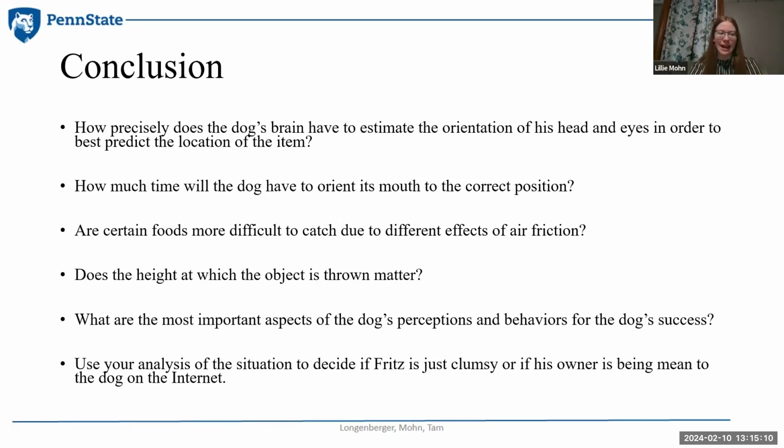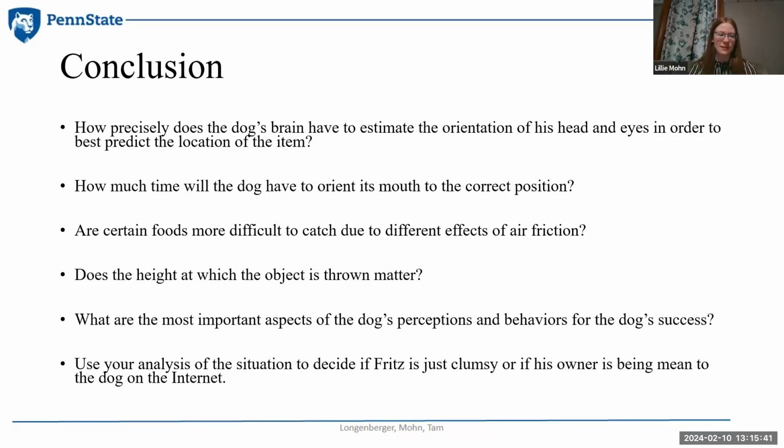Next, how much time will the dog have to orient its mouth to the correct position? Of course, this changes with every throw as you're changing velocity. So it just depends on those initial conditions. For example, if the food is thrown with a higher initial velocity and high initial launch angle, then the dog will have less time to catch the ball, or he'll have to have a higher, quicker reaction time.